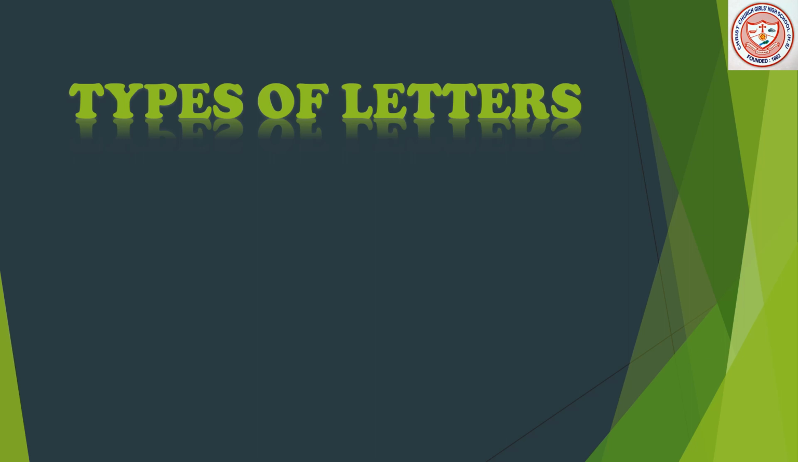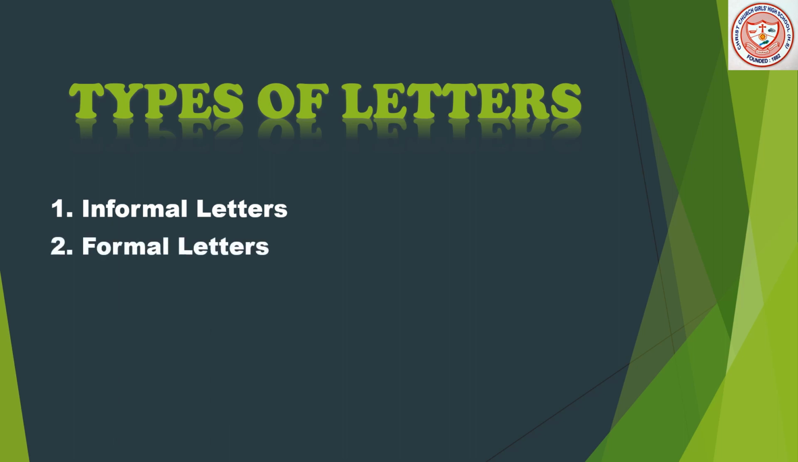Now, we will be talking about the types of letters. There are two types. What is the first type? The first type is informal letters. And what is the second type? The second type is formal letters. That means there are two types of letters: the first one is informal letter and the second one is formal letter. Clear?